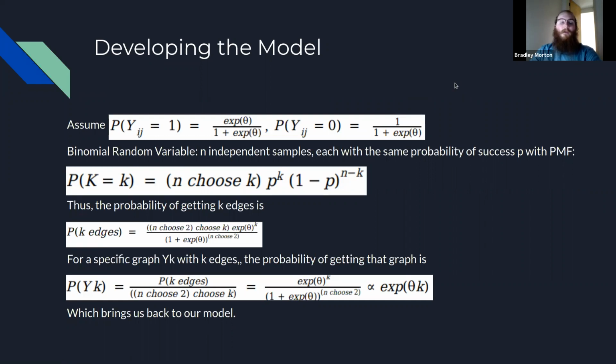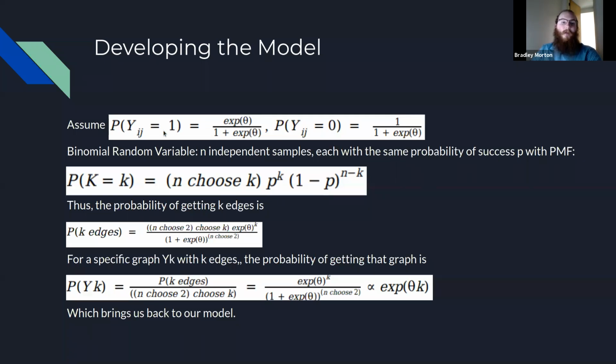Now we will define the binomial random variable, which was mentioned earlier. Here we have n independent samples, and each of them has the same probability of success, and this is the probability mass function. What this represents here is that p to the k represents the probability of getting 1, 1, 1, 1, 1 up to k ones, and then 0, 0, 0, 0, 0 up to n minus k zeros. And that is the probability of that particular sequence. Then the n choose k tells you how many ways you have to order those. And so that tells you the probability of getting that many successes.